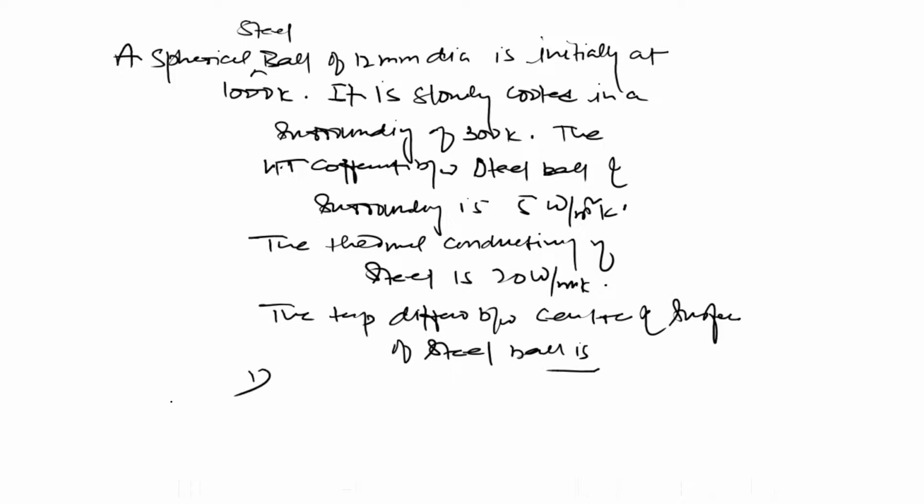So first of all, the question is: a spherical steel ball of 12 mm diameter is initially at 1000 Kelvin. It is slowly cooled in a surrounding of 300 Kelvin. The heat transfer coefficient is given to you. So first of all, is it lumped or non-lumped? How can you check it? What is the criteria for a system to be lumped? The Biot number should be... What is the criteria for a system to be lumped? If data is given, because no hint is given here.